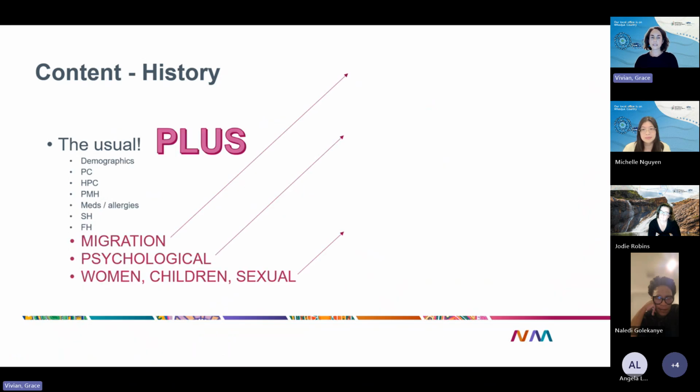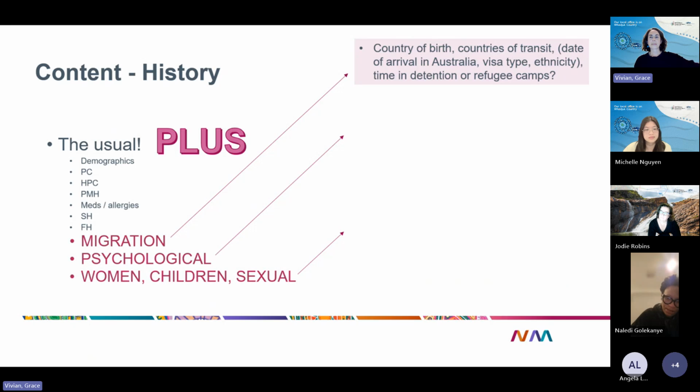Following on from history, in addition to the usual, we also want to ask about migration history. Now, I've mentioned already some of these issues. The one that I haven't is, have you spent any time in detention centres or refugee camps, as well as countries of transit? A lot of our patients may have had very complicated migration histories, transiting through multiple countries or perhaps back and forth between countries.